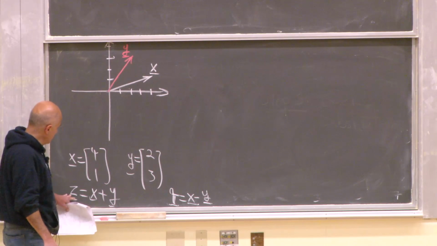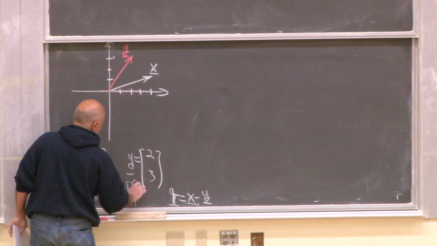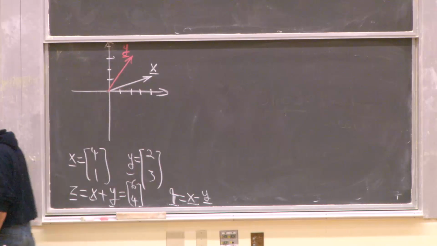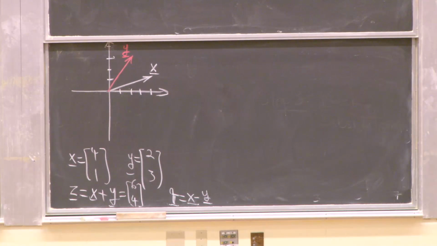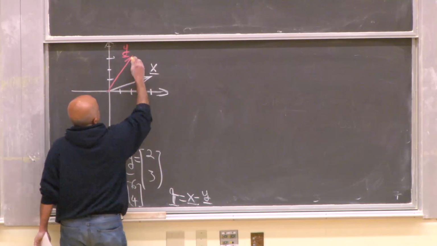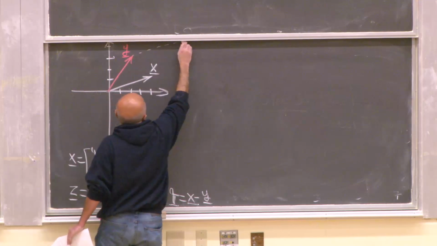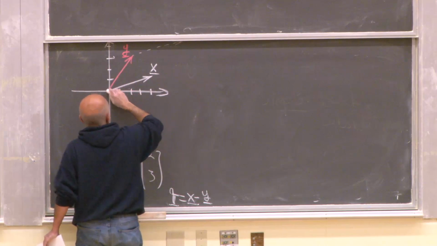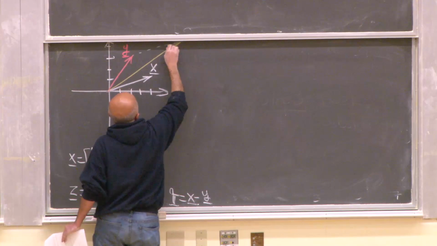So can you tell me what z is? Z is 6, 4. Graphically, if I want to draw it, what would I do? You can draw a vector parallel to x from the end of y. End of y, okay. Parallel to x at the end of y. And connect the origin to that. So it's the parallelogram.